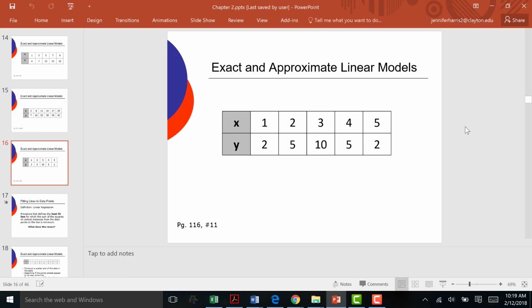All right, so are you okay with doing this? What is this called? Finding the what?